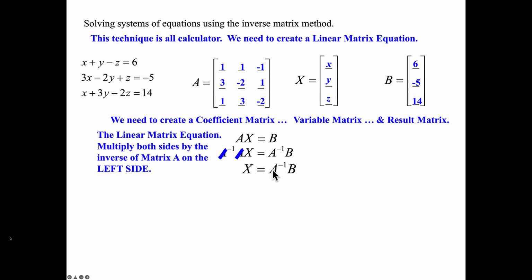Technically, here's what we have to get our calculator to do for us. Multiplying these two together is just multiplying A inverse times B. So we're going to store matrix A. We're going to store matrix B. We'll go inverse of A times B in our calculator, and we'll get our answer. So go ahead and store A. Go ahead and store B. So pause it. Get those stored.